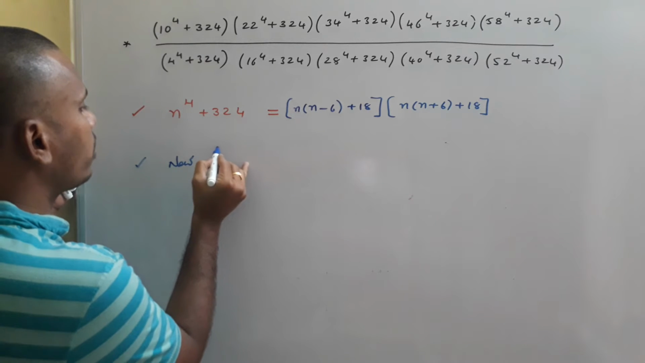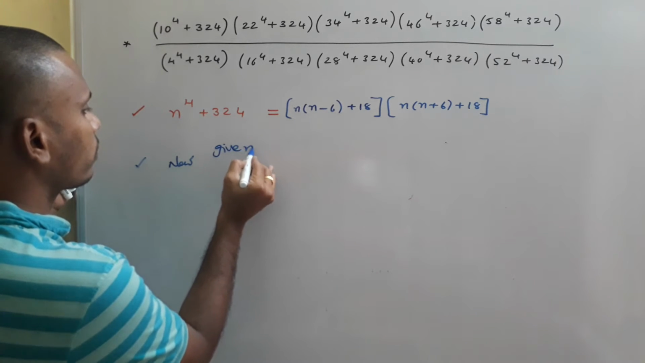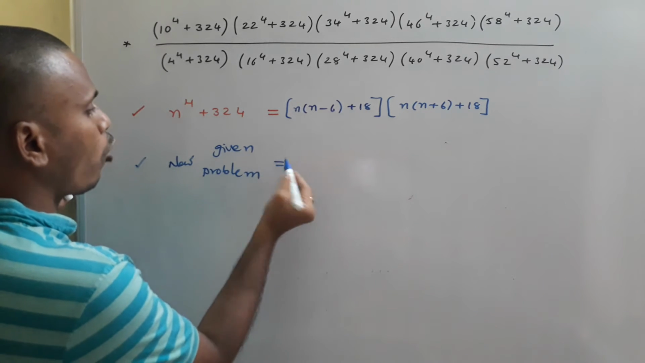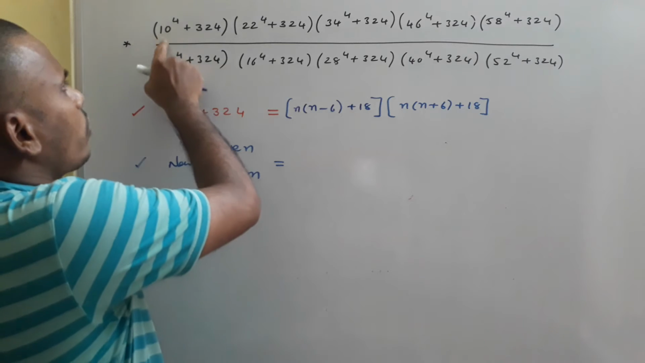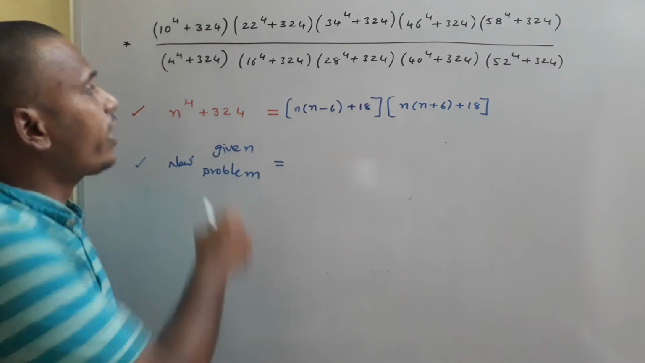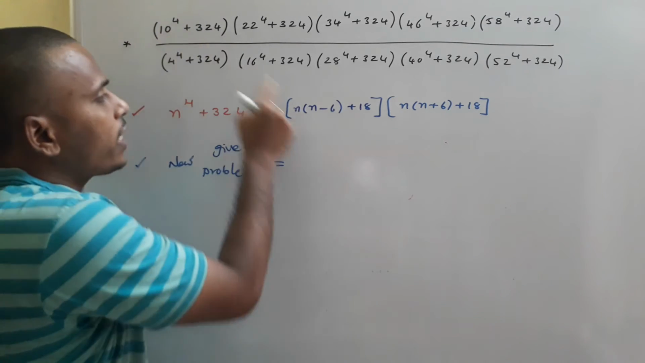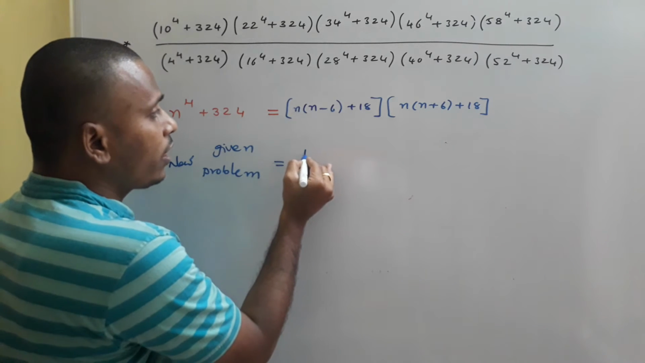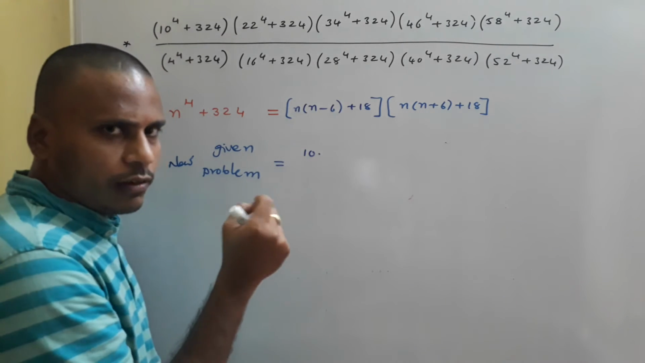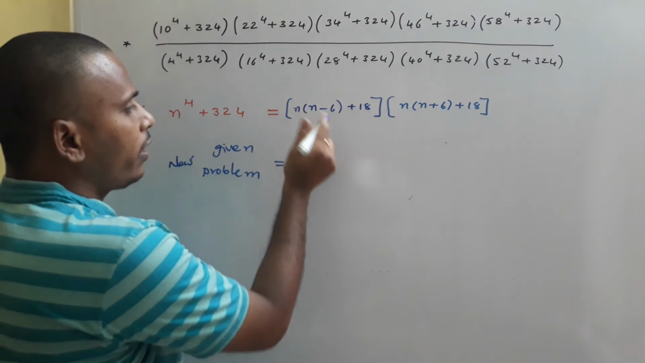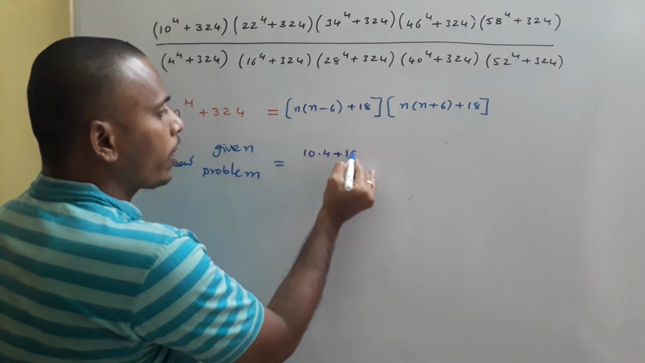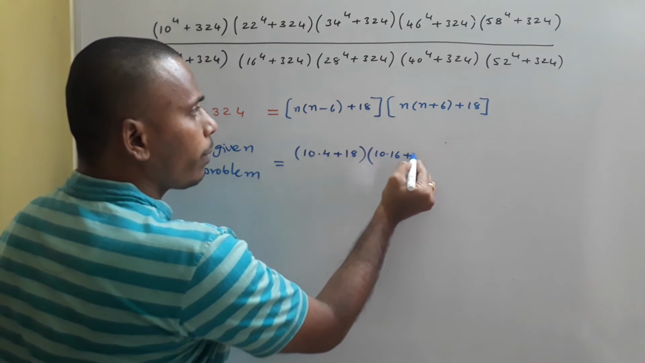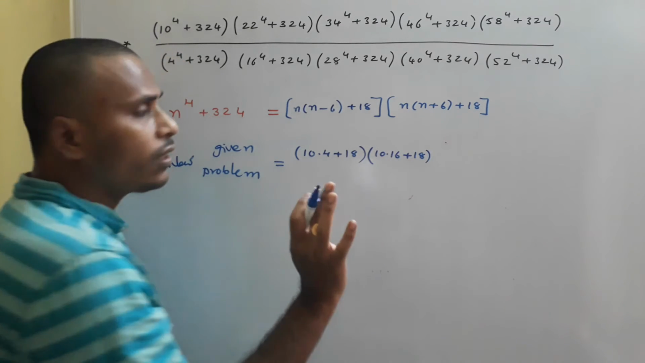See, the given problem is equal to... Look at this first one, 10 power 4 plus 324. Here the n value is 10. So replace n with 10. If you replace n with 10, what will happen? 10 into, because I am just using a dot for multiplication, 10 into 10 minus 6 is 4 plus 18 into 10 into 16 plus 18. I just replaced n with 10.